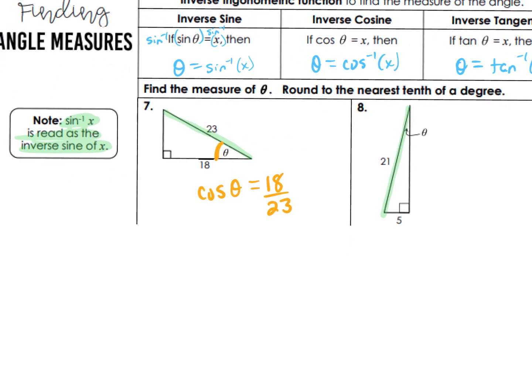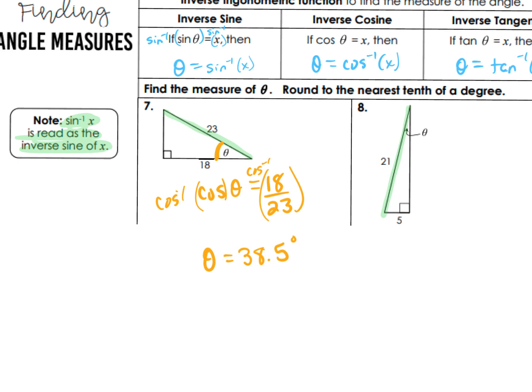So to solve, we are going to do the inverse cosine of 18 divided by 23. That gets plugged into your calculator. What does that give us? 38.5. Yep, so theta is equal to 38.5 degrees.